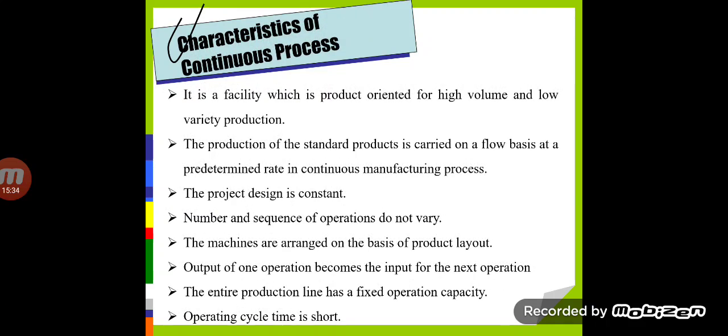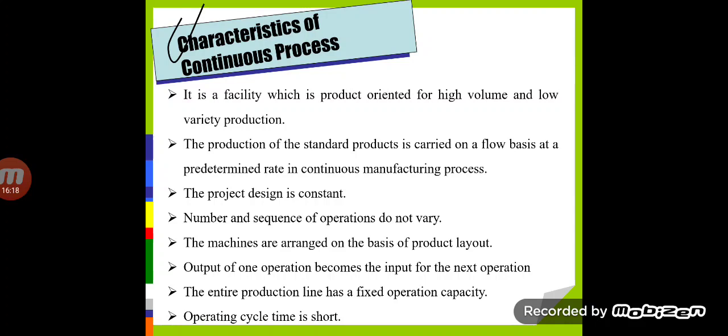Clear? Here are the characteristics of continuous process. It is a facility which is product oriented for high volume and low variety production, or we can say that if we want to produce in bulk, that time continuous process is important. The production of the standard products is carried on a flow basis at a predetermined rate in a continuous manufacturing process. Very easy. Third point is the product design is constant, or here we can say that we cannot change the design of the product every time, but when we have decided the particular fixed product, then it will be for a longer period of time, continuous till the change.